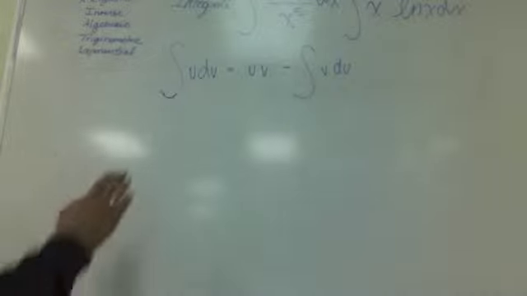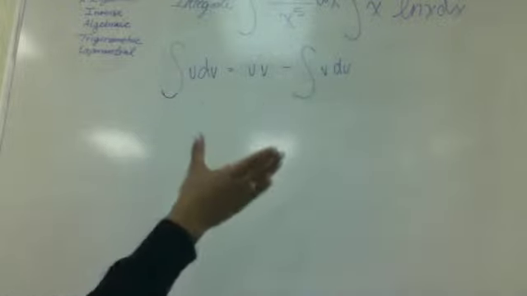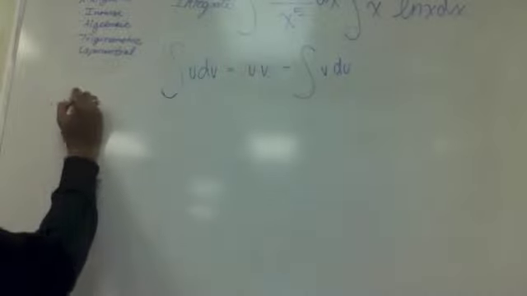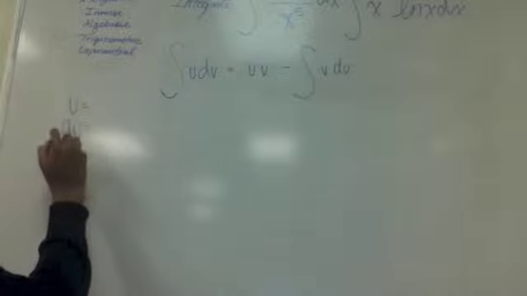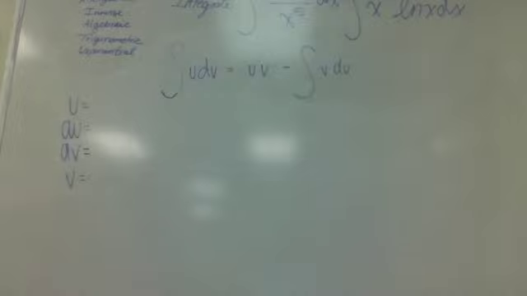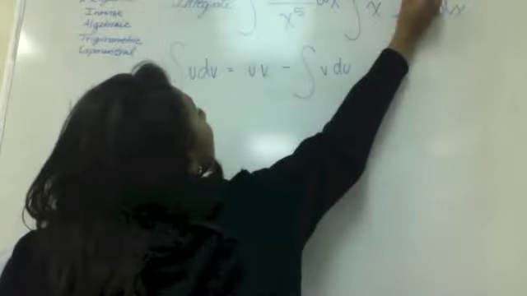So we use the same formula, the integral of u dv equals uv minus the integral of v du. And then when doing this, now we have to make up our little chart again. So u equals, du equals, dv equals, and then v equals. And so how are we going to choose our u? Same way, we're looking for first the logarithm, which we do have right here. Here's our log.